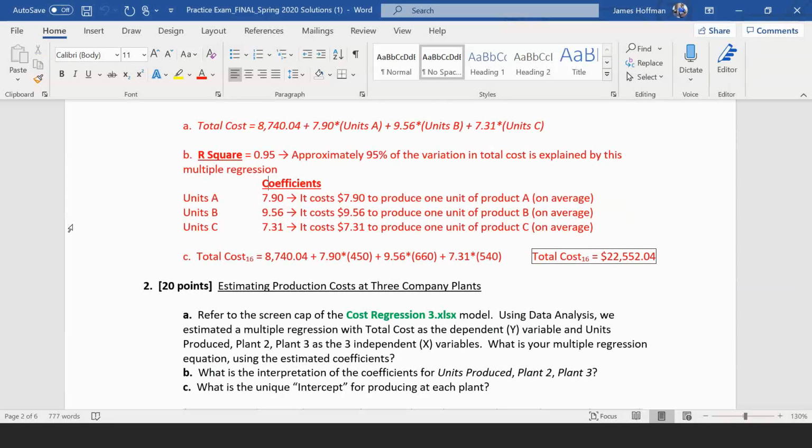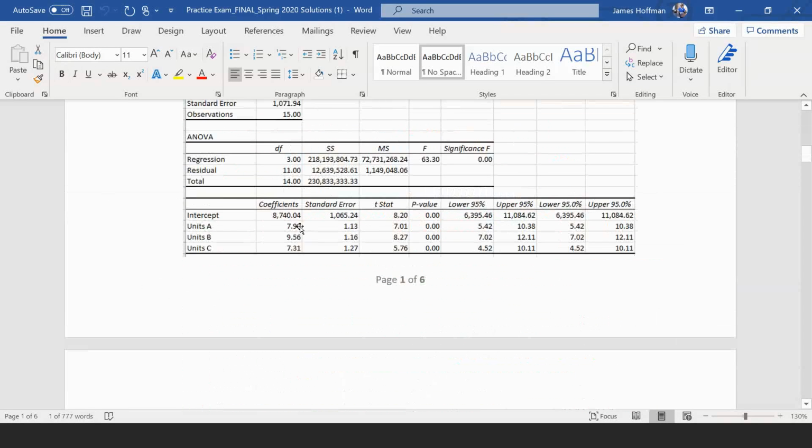All right, and so then you get to interpret the three coefficients, which are essentially the average total cost of each of the separate types of products. All right, so here's the coefficients for units A, B, and C: 7.90, 9.56, and 7.31. I put those down here to talk about those.